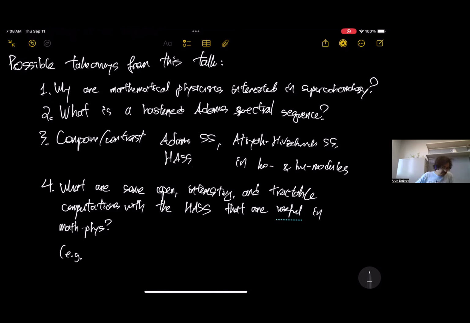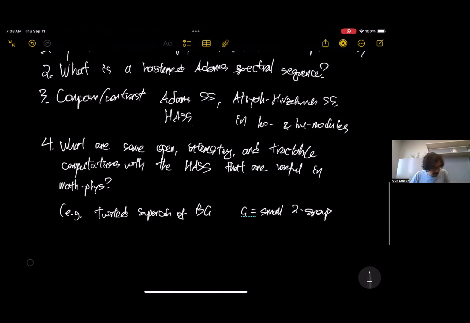And so just as a spoiler, computations of this form tend to be twisted supercohomology of the classifying space of a finite group, where G is a small 2-group, meaning p-group, not n-group, such as the dihedral group or the quaternion group of order 8. So these are things where some stuff is known, but no one's done the computations. It'd be cool to have them.